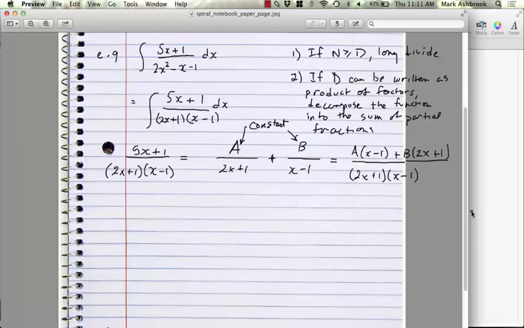Okay, so then this whole thing has to equal what? The numerator on the left, 5x plus 1. So we need to find values of a and b such that this numerator equals 5x plus 1. So ax minus a plus 2bx plus b has to equal 5x plus 1.